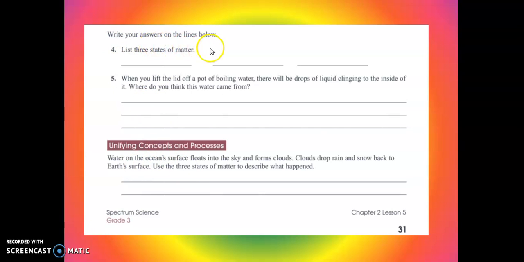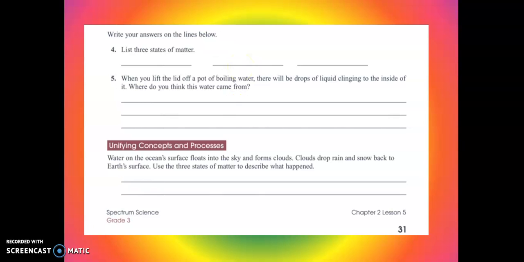Write your answers on the lines below. Number 4. List 3 states of matter. Gas, liquid, solid. Obviously, right? You have to know it like your name. When you lift the lid of a pot of boiling water, there will be drops of liquid clinging to the inside of it. Where do you think this water came from? This is question number 5.